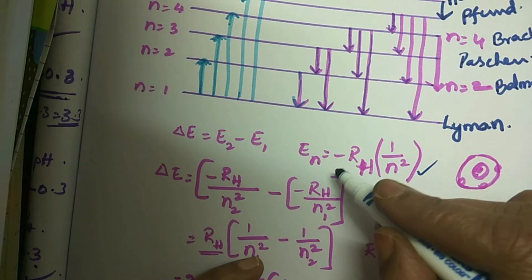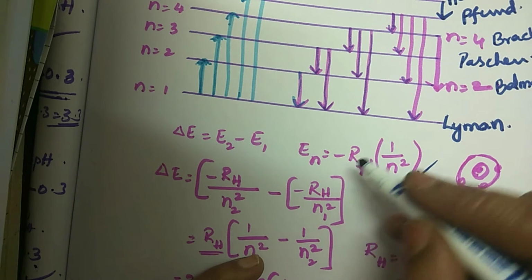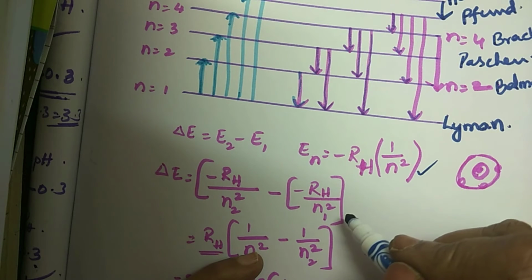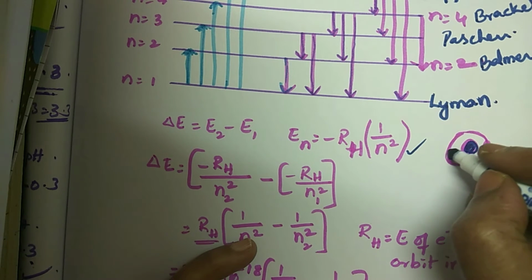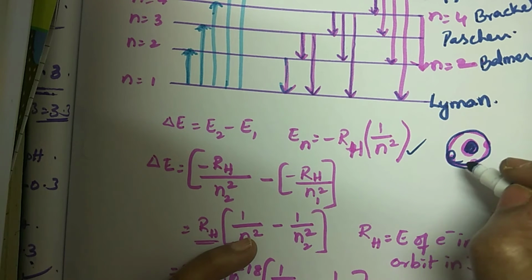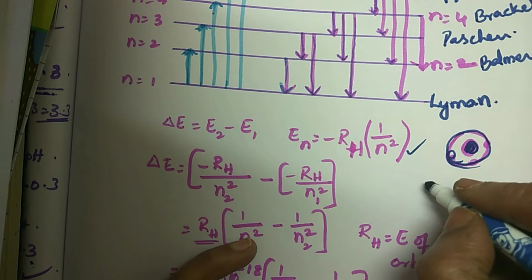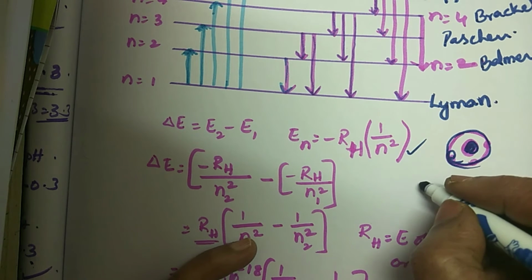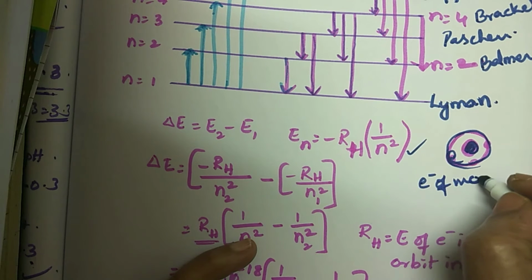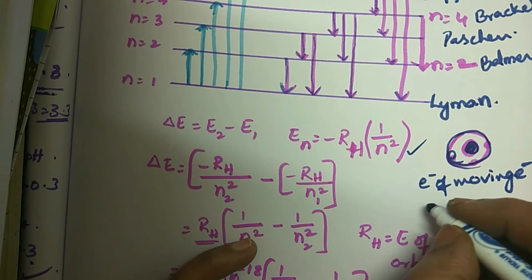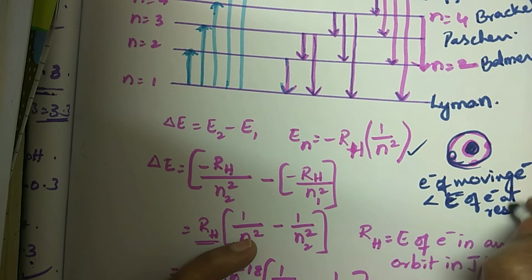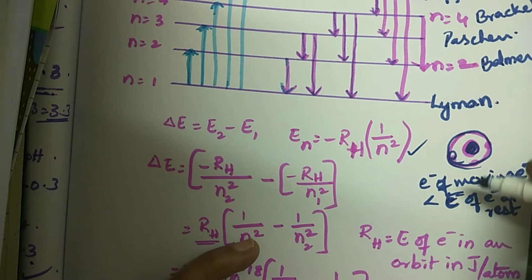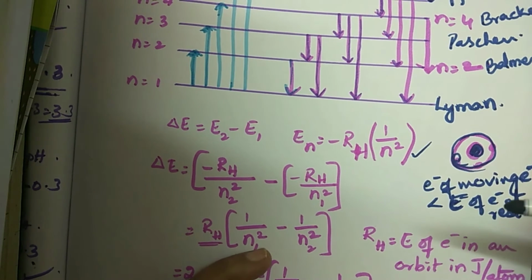Minus. Why is the energy negative? The energy of electron in a particular orbit is always negative. Why is it negative? Because the electron is continuously moving around the nucleus. The energy of moving electron is always less than the energy of electron at rest. Therefore, as the electron is continuously moving around the nucleus, the energy of electron is always negative, right?